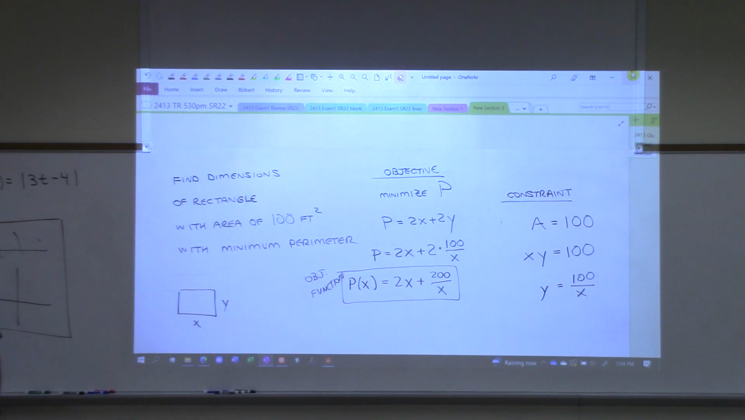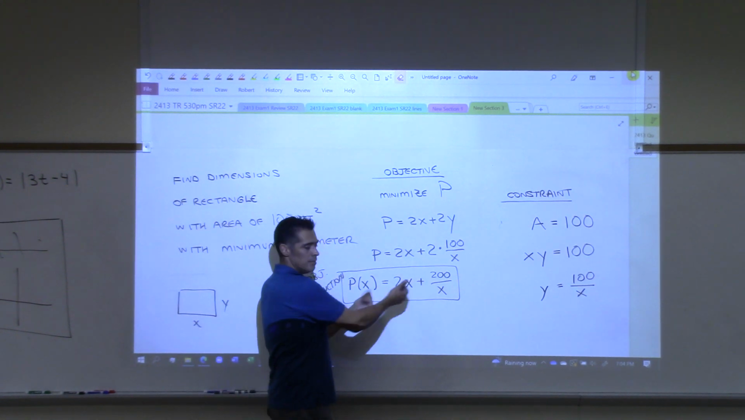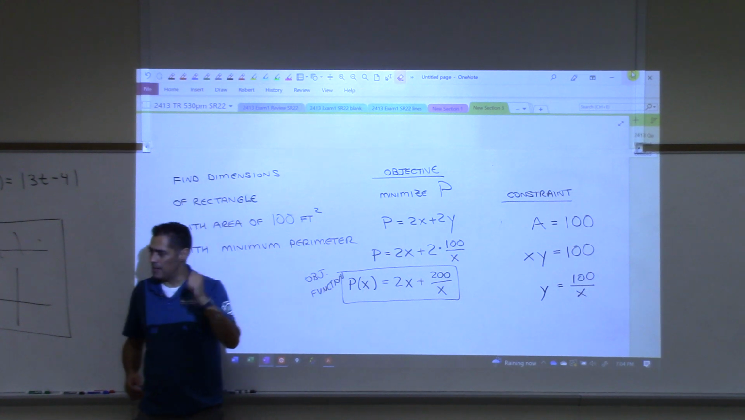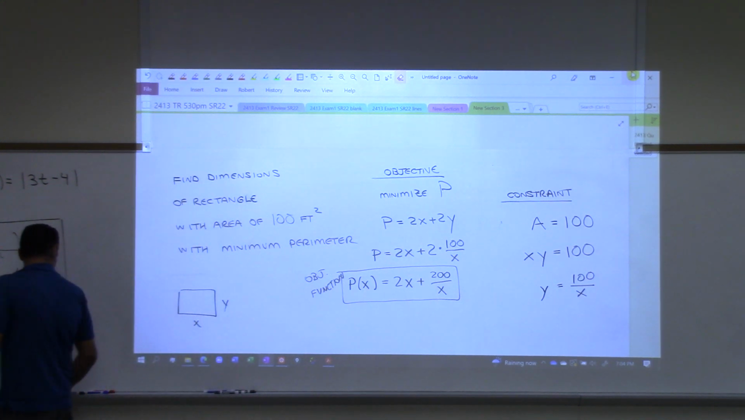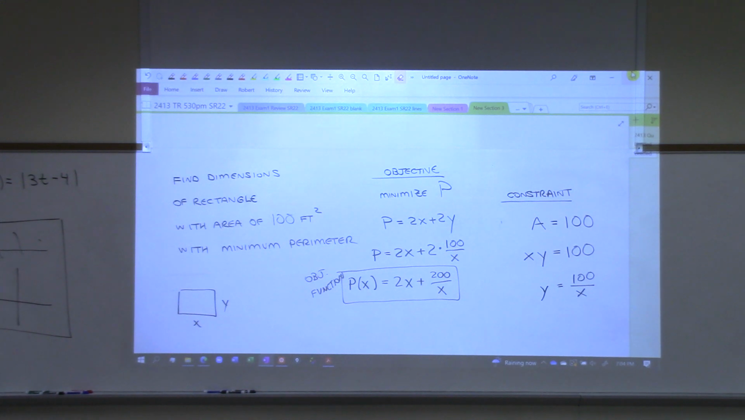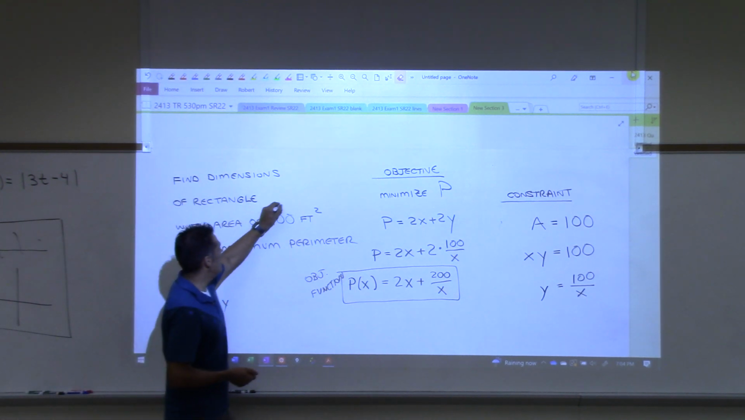This is my objective function. What now? I have the function I'm trying to find the minimum of. Domain is the next step. Do not forget this step. This is the step that everyone messes up. You need the domain because that's going to tell you whether to use the closed interval method or the open interval method. So tell me about x. You must have an area of 100.